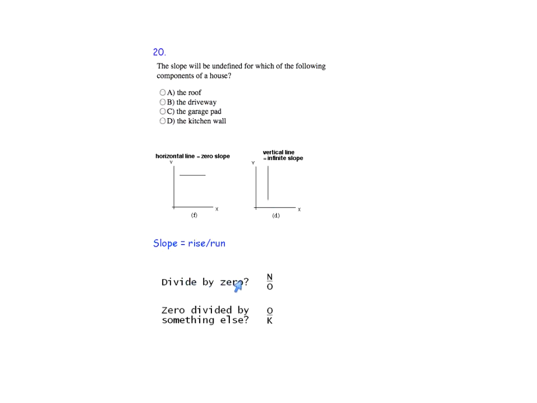Okay, remember this to help you out. Divide by zero? No, we can't do it. Zero divided by something else? Yes, that's okay.